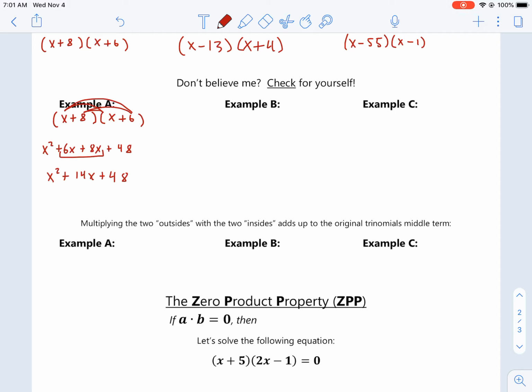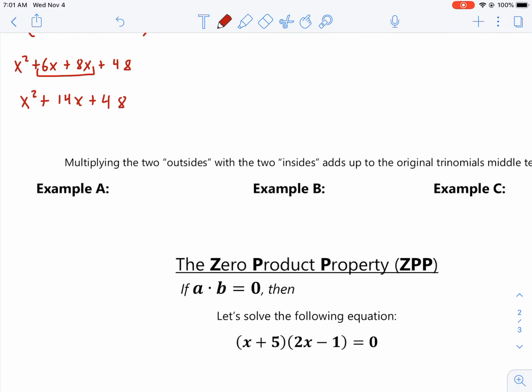Multiplying the two outsides with the two insides adds up to the original trinomial's middle term. Yes. Okay.